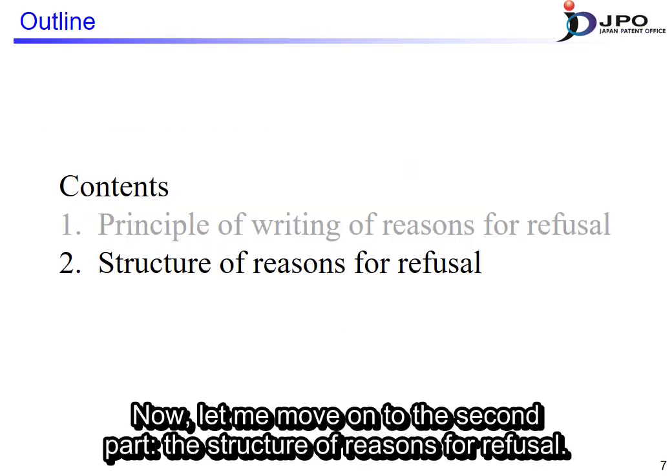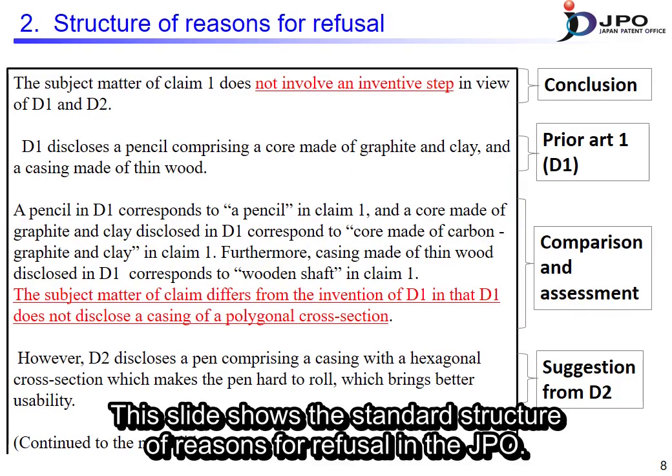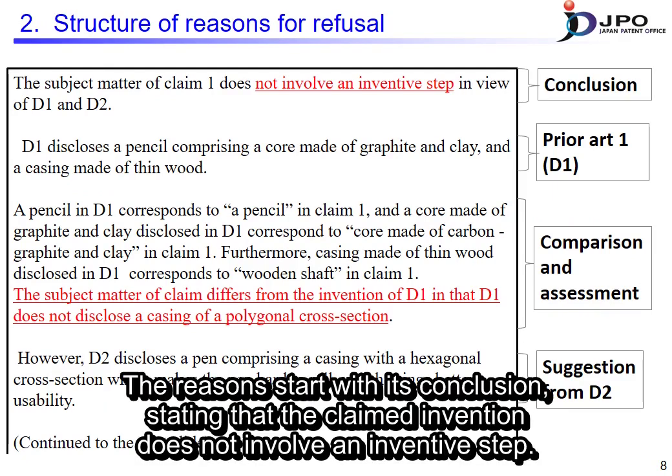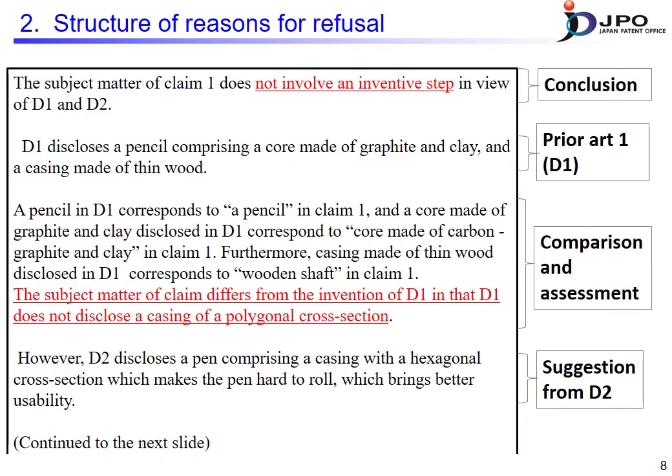Now, let me move on to the second part, the structure of reasons for refusal. This slide shows the standard structure of reasons for refusal in the JPO. The reasons start with its conclusion, stating that the claimed invention does not involve an inventive step. In the second part, you state what is disclosed in the closest prior art, or D1.